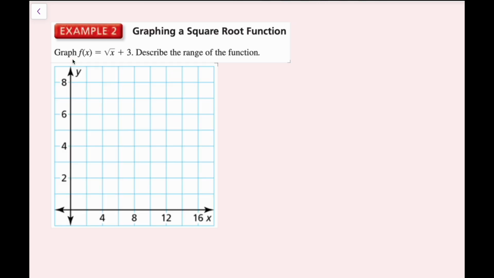For example 2, we're going to graph the square root function f of x equals the square root of x plus 3. And then we're going to describe the range of the function. Well, what I say to my students is whenever we're graphing and feeling unable, we can make a table. So I'm going to make a table of values. So I have x and then f of x.